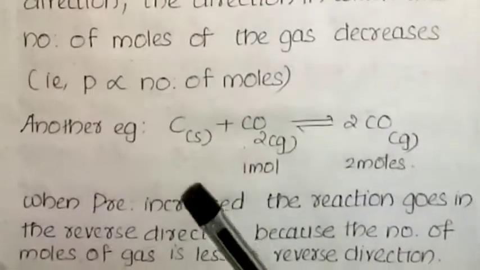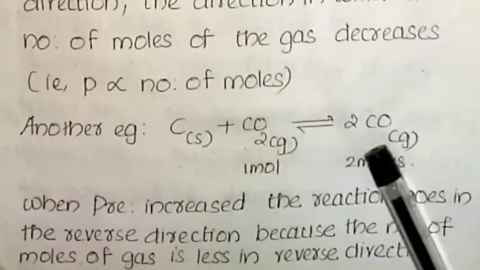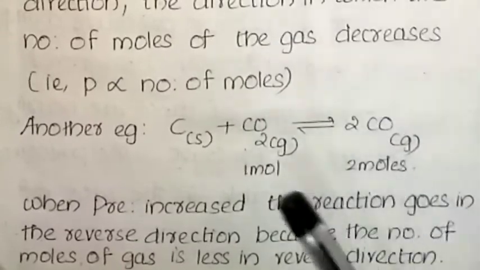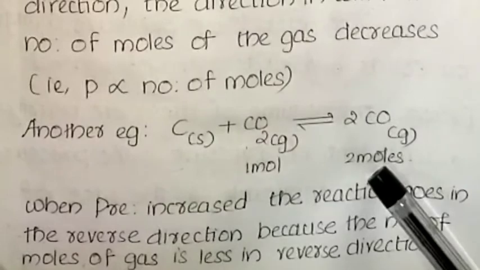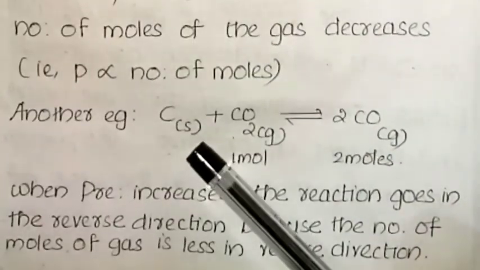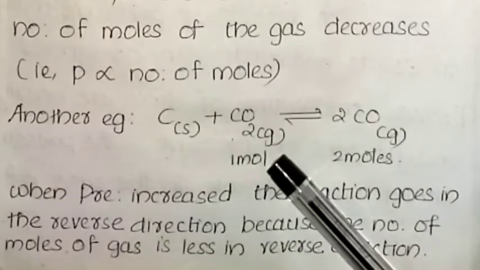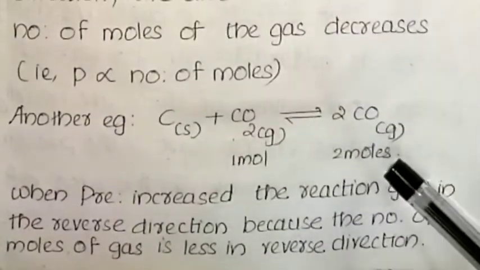Another example, carbon solid plus carbon dioxide gas reversibly gives 2 carbon monoxide gas. Here 1 mole of gaseous reactant and 2 moles of gaseous product. Here the carbon is not considered because it is in solid form. So, here 1 mole of carbon dioxide in gaseous form, 2 moles of carbon monoxide in gaseous form.